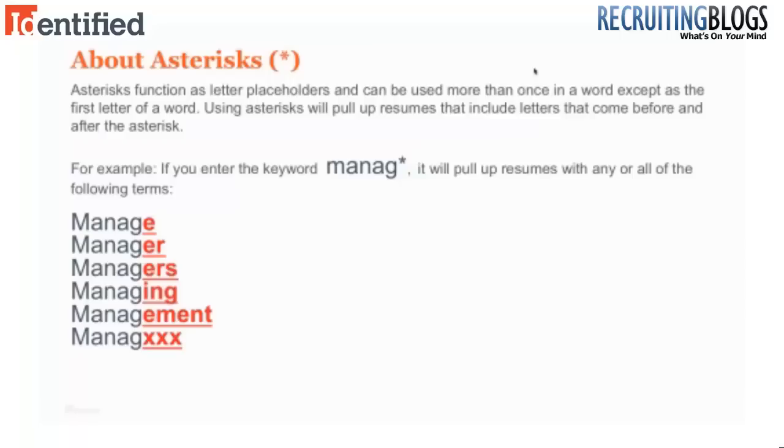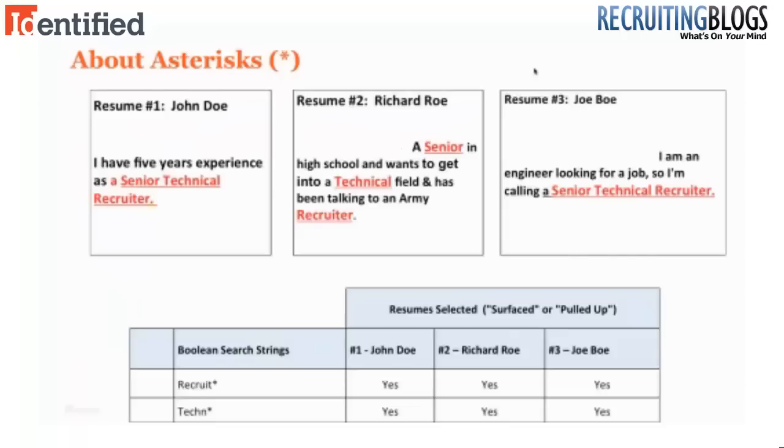Some databases support that, some don't. Okay, let's go to the next slide. So we still have our same 3 resumes here. If we go down to our Boolean search strings matrix, we're just going to have a 1-word search string. It's going to be recruit asterisk. So recruit* by itself is going to select all 3 of those resumes, because the asterisk symbol can take the place of the ER. So it's going to pick up recruiter.